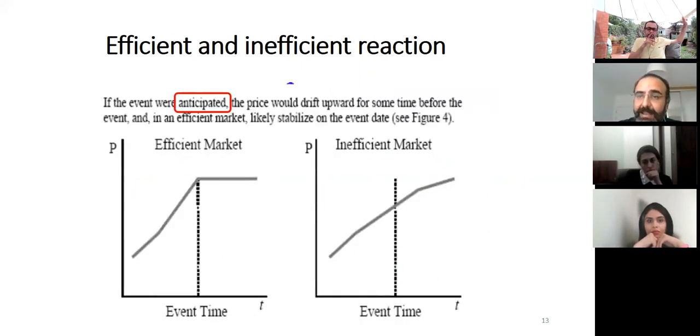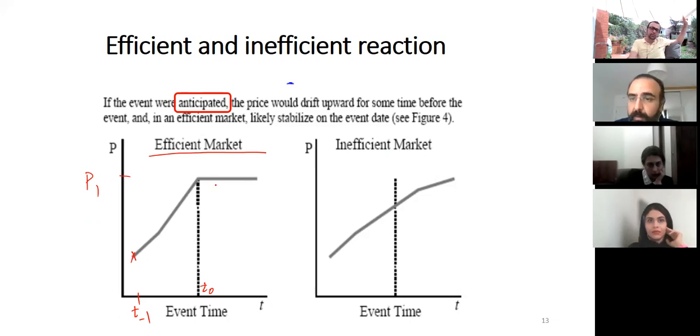If the event is an anticipated event, we know something is going to happen, then based on an efficient market, the price starts going up at T minus one. And when it comes to the event, the price has already reached P1. And there is no room after that. So if we know something is going to happen at T0, the price goes up and up, or down and down, until it reaches the balance, the equilibrium, basically. And then it levels off.